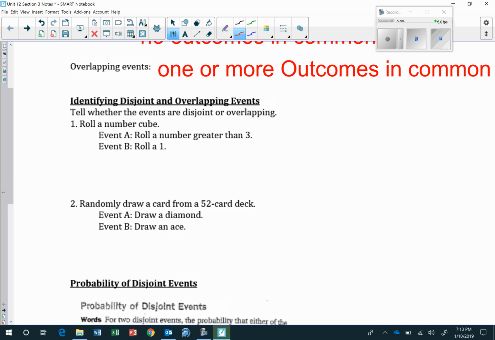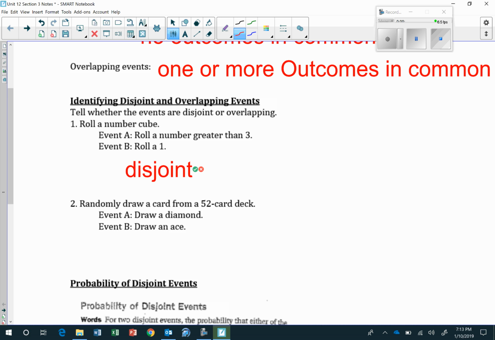So our first example says you roll a number cube, and the first event is that you roll a number greater than 3, and event B is that you roll a 1. 1 is not greater than 3, so you know that this is a disjoint event, meaning they don't have anything in common. There aren't any numbers greater than 3 that are also going to be a 1.